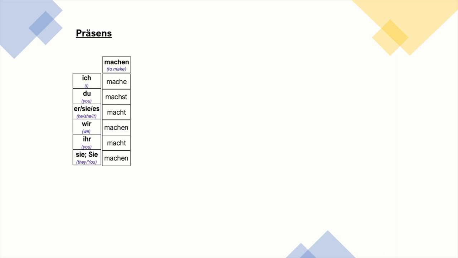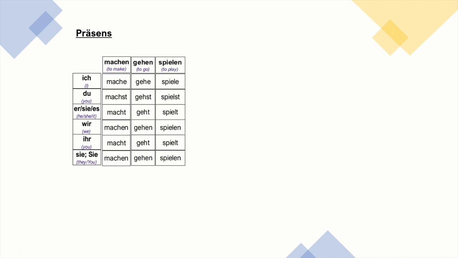Machen, to make. Ich mache, du machst, sie es macht, wir machen, ihr macht, sie machen. Gehen, to go. Ich gehe, du gehst, sie es geht, wir gehen, ihr geht, sie gehen. Spielen, to play. Ich spiele, du spielst, sie es spielt, wir spielen, ihr spielt, sie spielen.